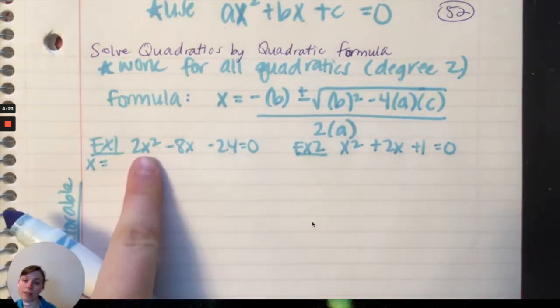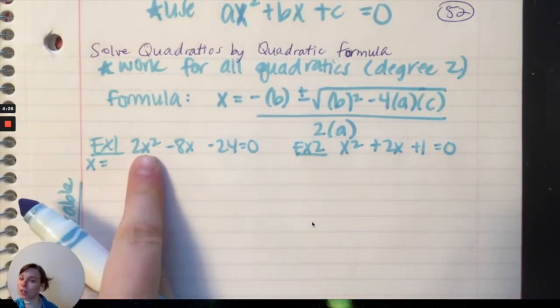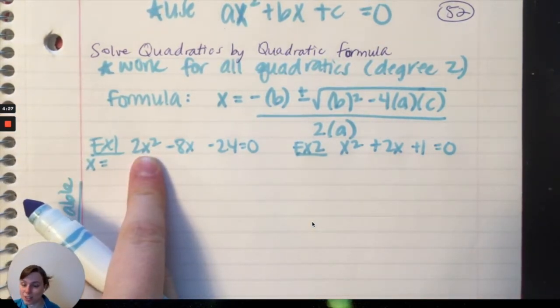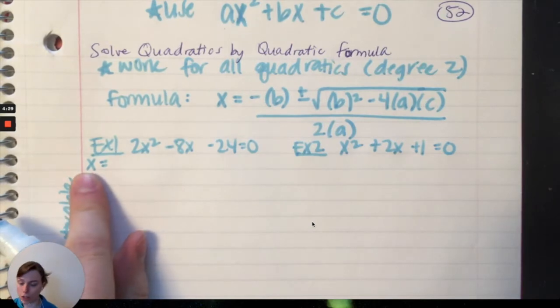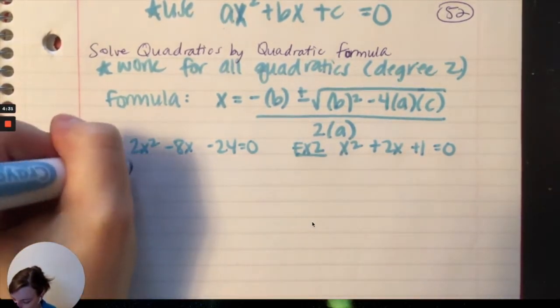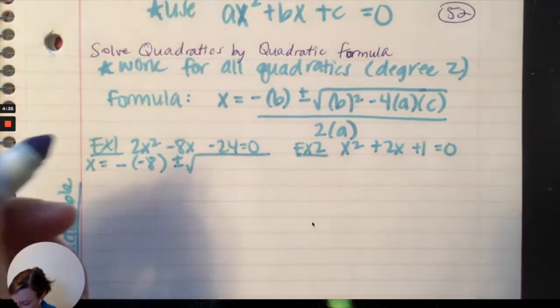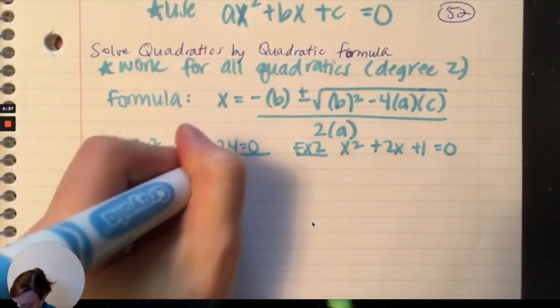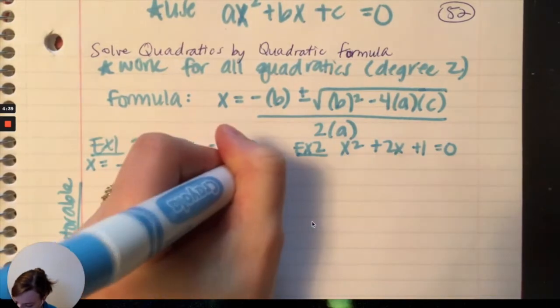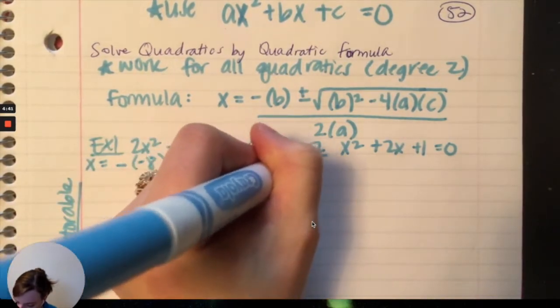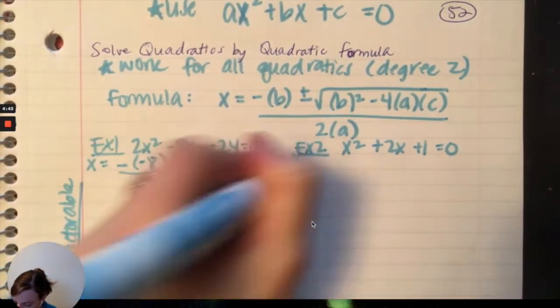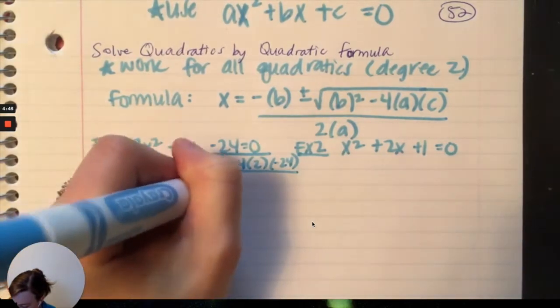So x is my variable, so this will be x. If this was like a p or a t or an s or something, then this variable would also change. So I have the opposite of negative 8 plus or minus the square root of negative 8 squared minus 4 multiplied by 2 multiplied by negative 24. And I'm going to change to a pen, I think, after this. And then 2 multiplied by 2.